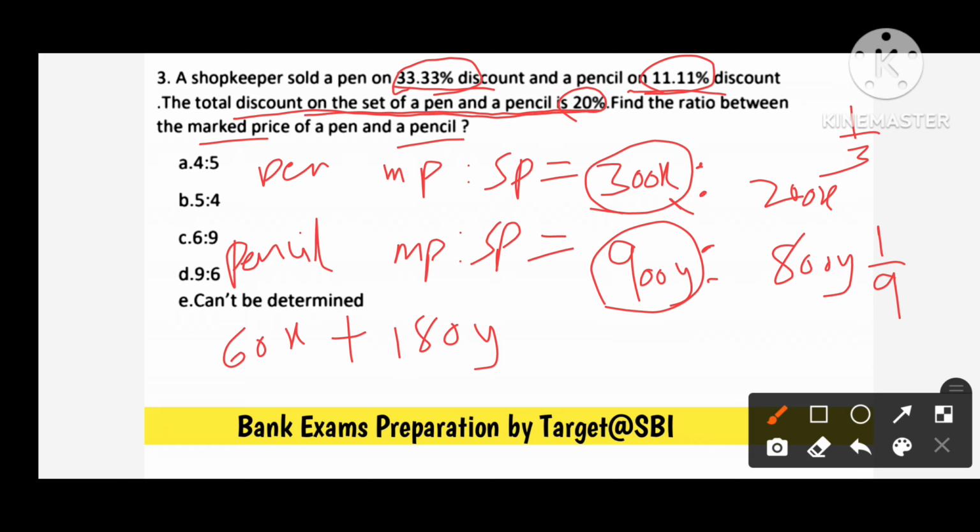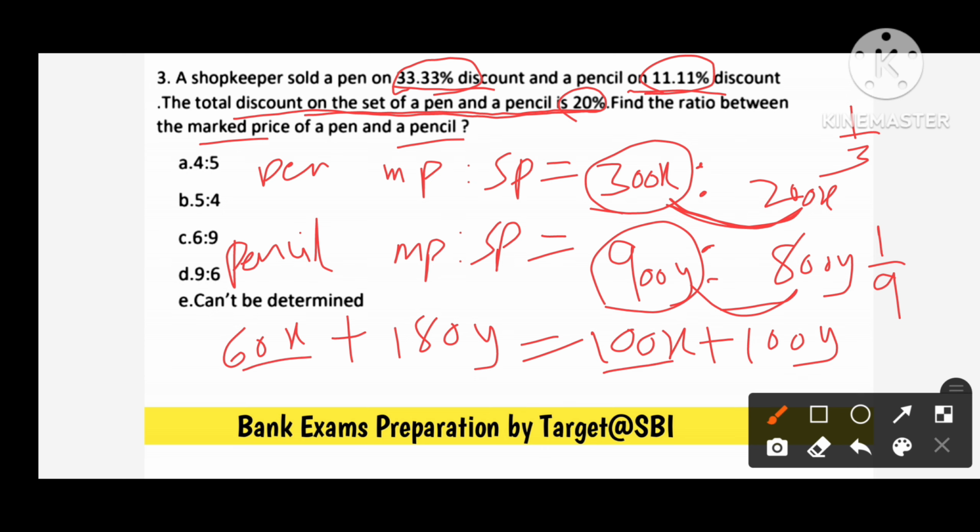But here 300x minus 200x is nothing but the discount. So the total discount here we have is 100x plus 100y. From this equation we can get the x to y ratio. So here we have 60 and 100, which means 40x equals 80y. So x to y value will be 2 is to 1.